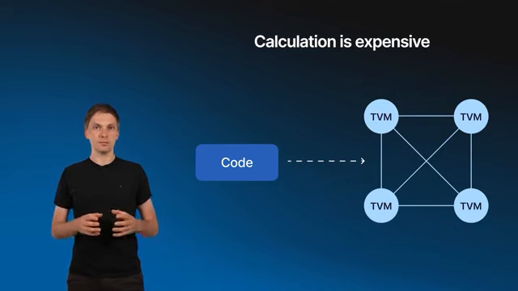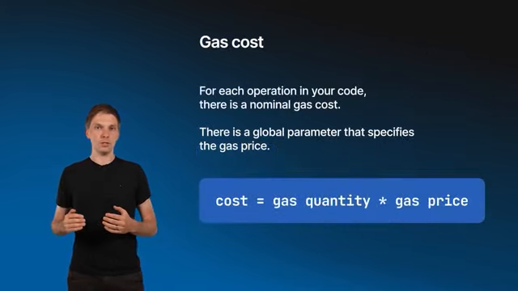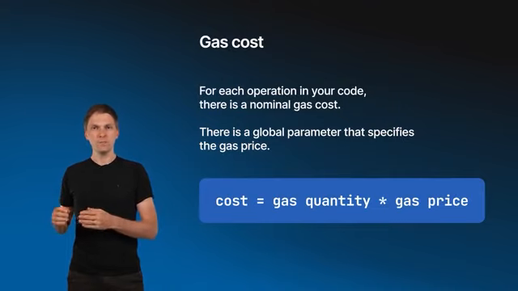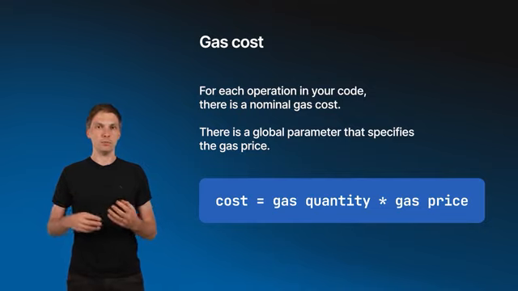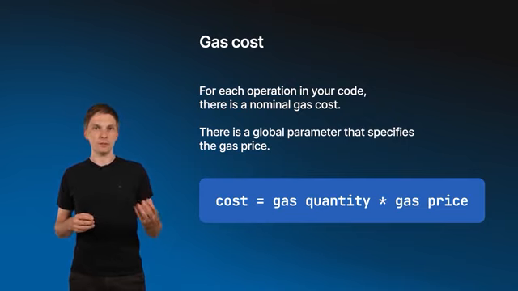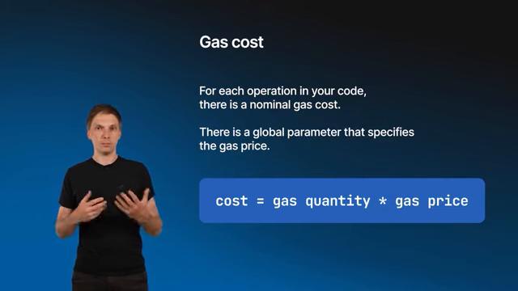The term gas comes from gasoline, like a fuel for the execution, and it was originally invented in Ethereum. The idea is that for each operation in your code, there is a nominal gas cost that allows you to specify how some operations are more or less expensive than the others. And then there is a global parameter that specifies the gas price, that specifies how much all of these gas units cost at the present prices.